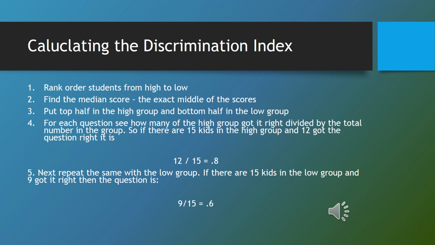Now for every single question on your test, you have to look and see who got it right and who got it wrong for each group. So for example, if there's 15 kids in the high group and 12 got the question right, then our calculation is 12 divided by 15, and that's 0.8. By the way, Excel will do this really quick and easy for you. Now we're going to repeat the same thing with the low group. If there's 15 kids in the low group and 9 got that question right, it's 9 divided by 15, or 0.6.